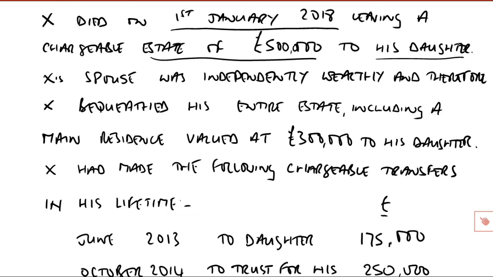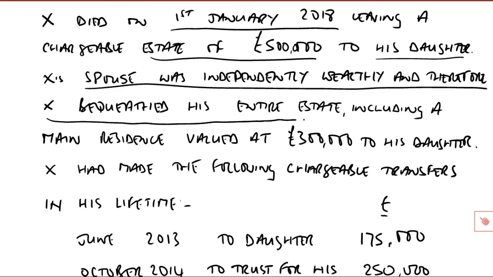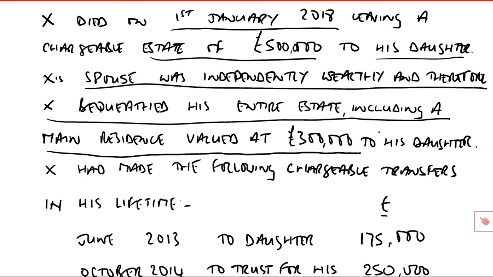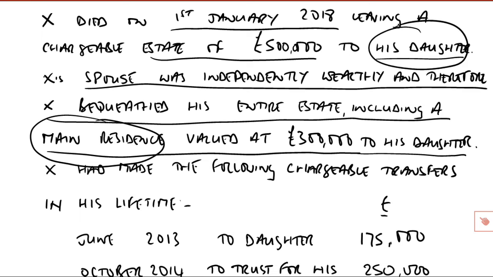So again, one would anticipate in reality maybe leaving to a spouse, but we're told here X's spouse was independently wealthy, and therefore X bequeathed his entire estate, including a main residence valued at £300,000 to his daughter. Main residence, so that is a hugely important term. And where it's going, we've been told twice now that the chargeable estate of 500, which includes 300 worth of main residence, goes to the daughter.